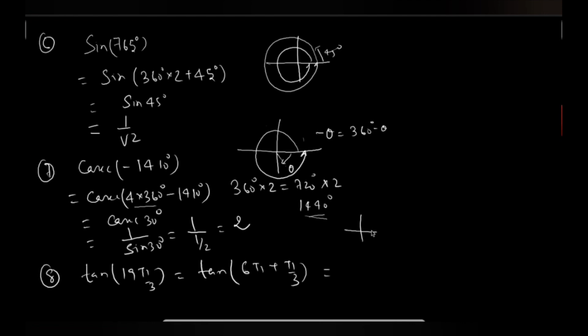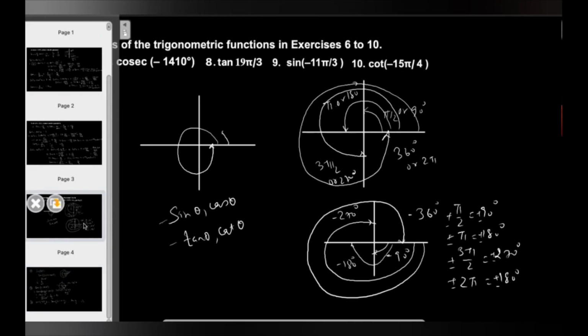And again, every 2 pi would be 360 degree, you know that. So this will be nothing but tan of pi by 3, and we know that tan of pi by 3 would be nothing but root 3. So this would be the answer, right? Now coming to the next problem.